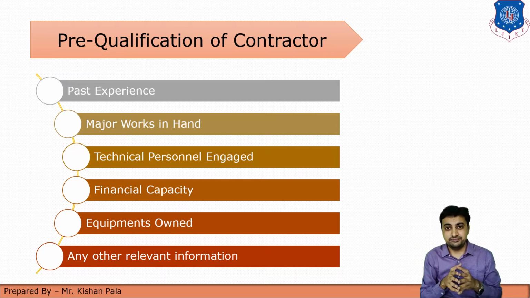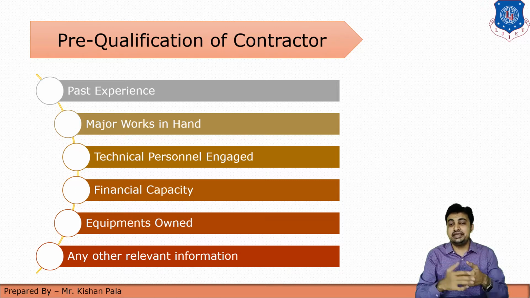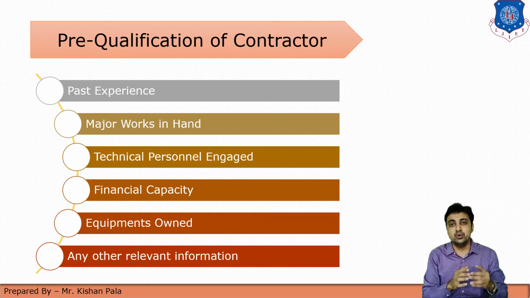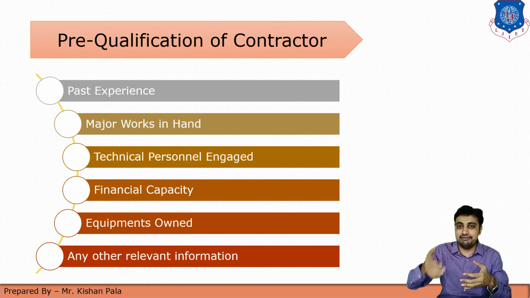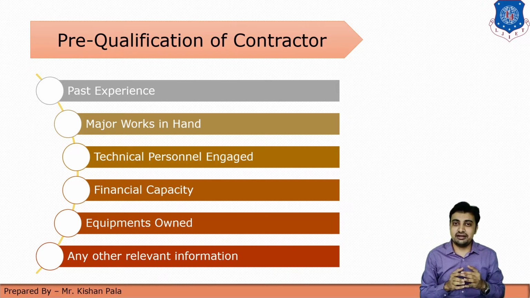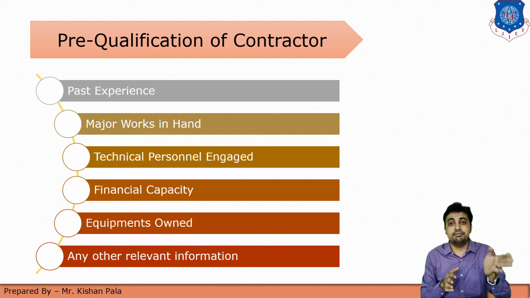If the contractor has the facilities of manpower, machinery and other resources, and the capacity of financial conditions, and he can do further work, the client or owner can judge whether he will do it or not. If he has the capacity, the client or owner can select that contractor for this bidding process. So the major works in hand will be considered for the pre-qualification of the contractor.